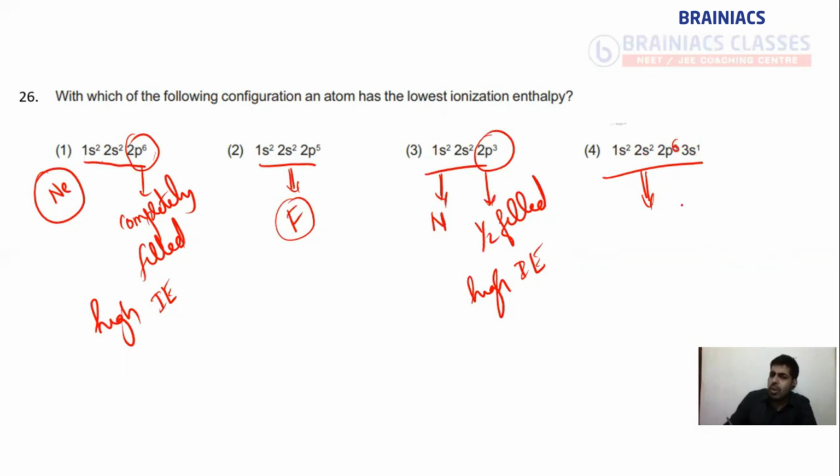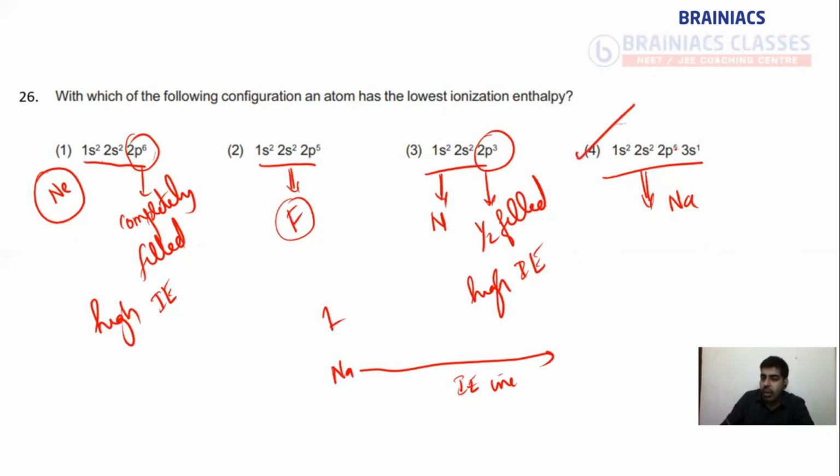Now this is the configuration of the sodium atom. Sodium belongs to the s block. S block elements always have the lowest ionization energy. Along a period, ionization energy increases. Sodium belongs to the first group. They always have low ionization energy. So the lowest ionization energy is for option 4.